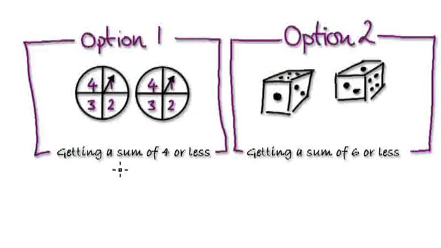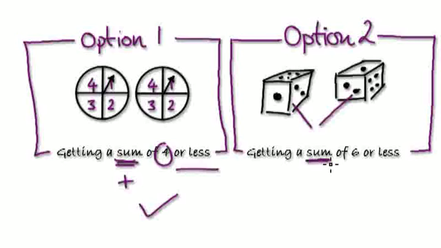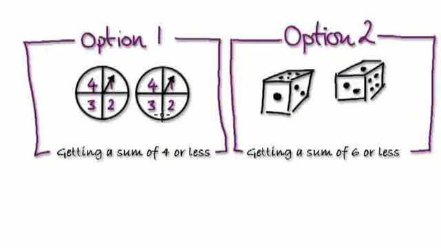So option 1, getting a sum. Sum means plus, meaning you add the two together. Now, if it's 4 or less, then that's a good outcome. Option 2, where you roll 2 dice, and yet again it's saying getting a sum. Sum means adding the two together, and getting 6 or less. So which is easier to get? Would you choose option 1 or option 2? So press pause and have a go.